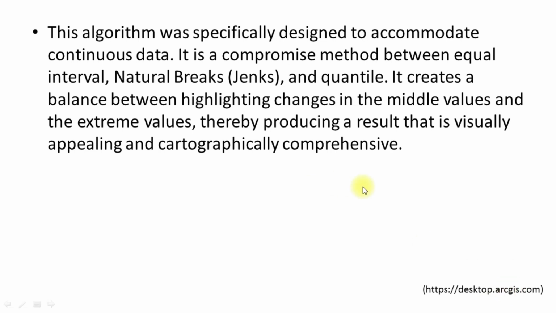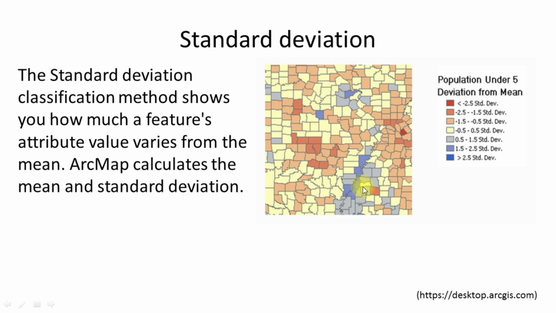So this is also a very comprehensive and complicated type of classification. If you're familiar with statistics, I suggest you do more in-depth research on the internet. And the last type of classification is the standard deviation. The standard deviation classification method shows you how much a feature's attribute value varies from the mean. ArcMap calculates the mean and standard deviation. So here is the population under 5 deviation from the mean, and each polygon has its own population.